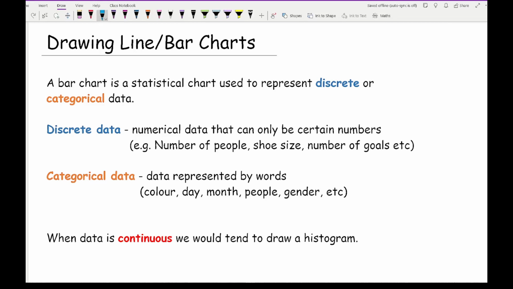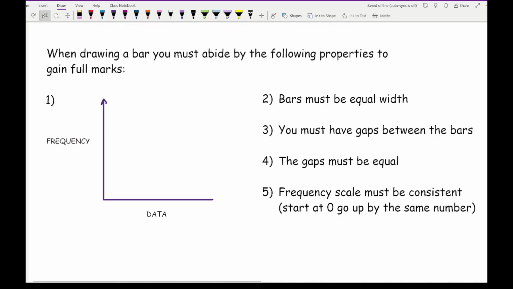Now, continuous data is basically data that can be any number within a range. So an example of that would be height, weight, distance. So generally length, where it can be absolutely any number depending on the instrument that you're using, but any number within a given range.